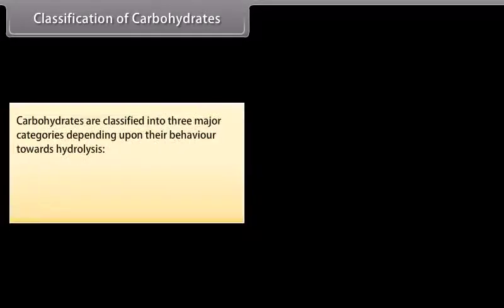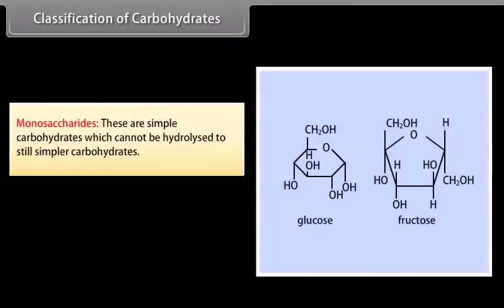Classification of carbohydrates. Carbohydrates are classified into three major categories, depending upon their behavior towards hydrolysis: monosaccharides, oligosaccharides, and polysaccharides. Monosaccharides. These are simple carbohydrates which cannot be hydrolyzed to still simpler carbohydrates. For example, glucose and fructose.